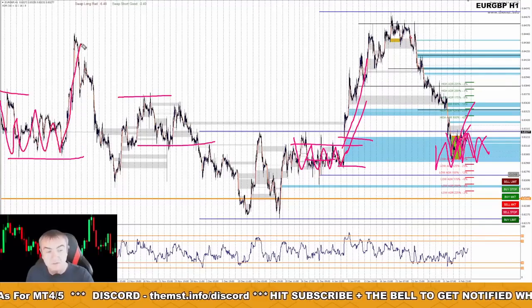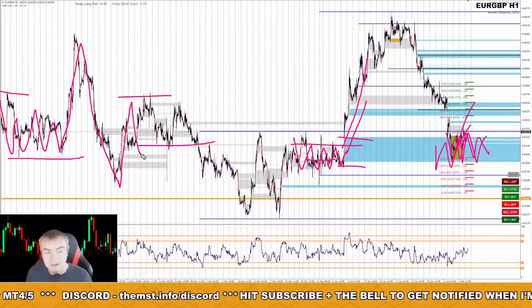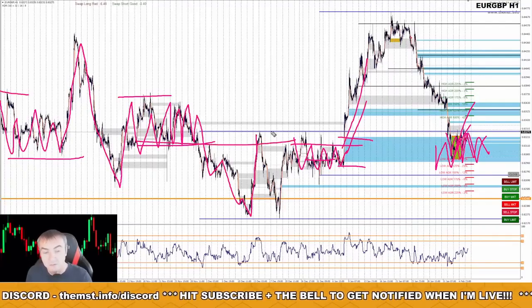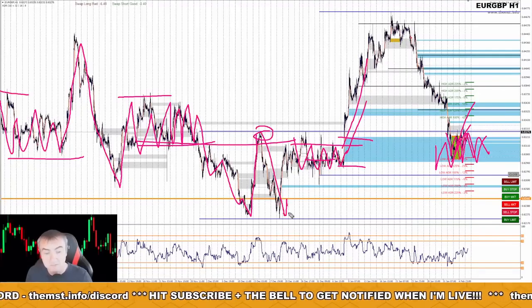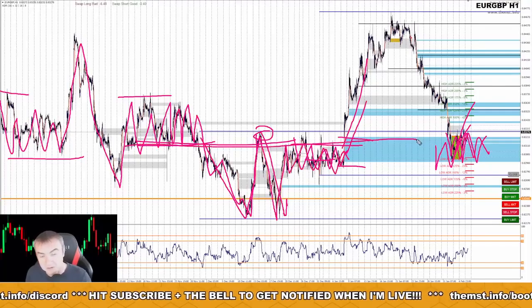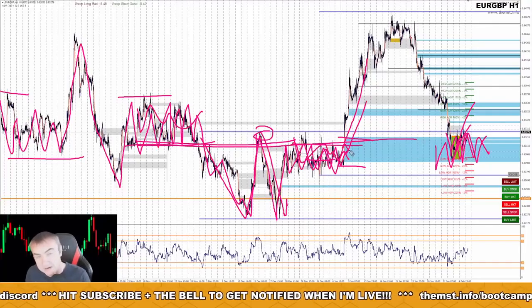Balance. Price discovery. Failure. Price discovery. Failure. Balance. Price discovery. Failure. Back into previous balance. Succeeded. So price discovery succeeded. Now we're transacting outside of that area of balance at this area of balance.